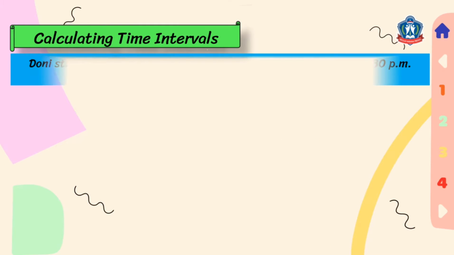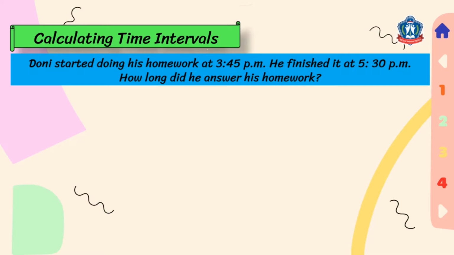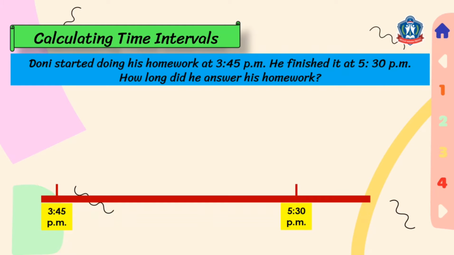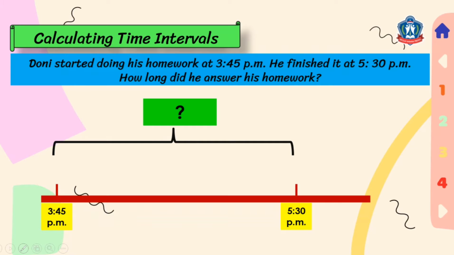Now I have here a problem. Let's read. Johnny started doing his homework at 3:45 p.m. He finished it at 5:30 p.m. How long did he answer his homework? So how to solve this? Let's say that he started from 3:45 p.m. and it ended 5:30 p.m. To solve this one, children, let's find the nearest hour after 3:45 p.m. What do you think? Yes, it's 4 p.m. So from 3:45 p.m. to 4 p.m., that is 15 minutes, right?